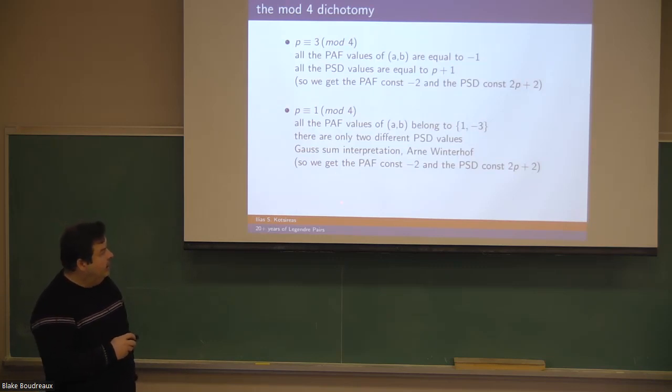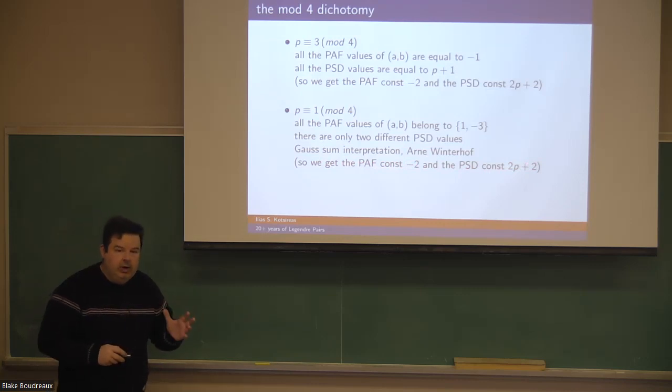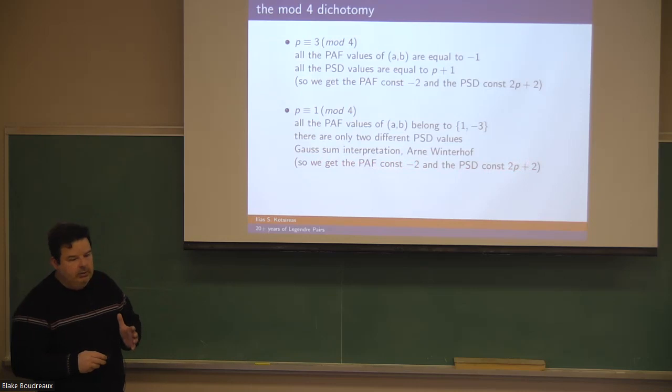So again, although we have this complication with the Gauss sum, when we sum them up, we get the constant -2 for the PAF values and the constant 2P plus 2 for the PSD values. So irrespective of whether it's 3 or 1 mod 4, we get what we need, and we have a Legendre pair.